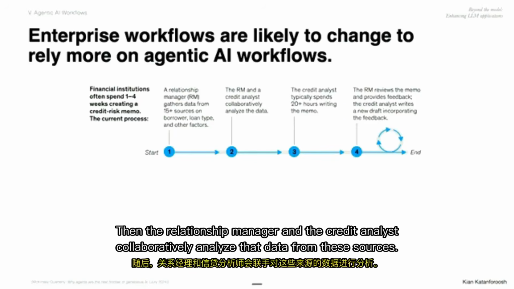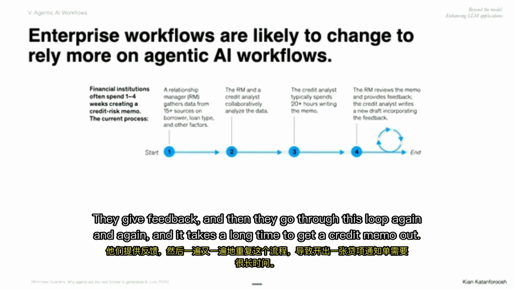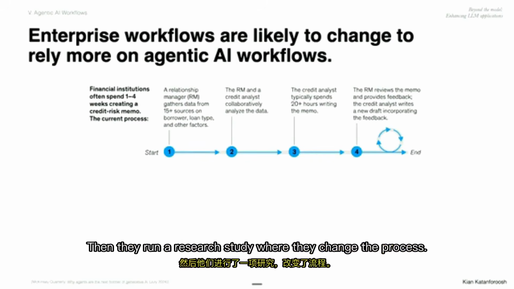collaboratively analyze that data from these sources. Then the credit analyst typically spends 20 hours or more writing a memo, and then goes back to the relationship manager. They give feedback, and then they go through this loop again and again. And it takes a long time to get a credit memo out.